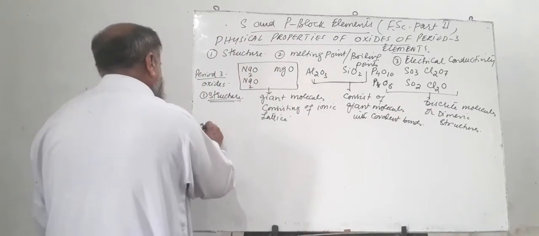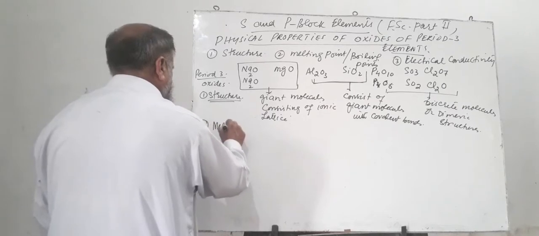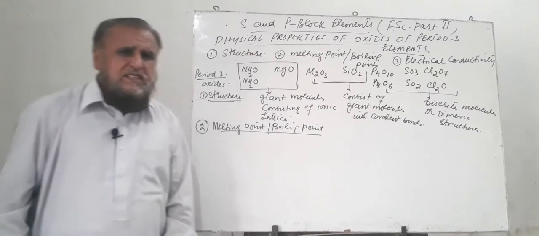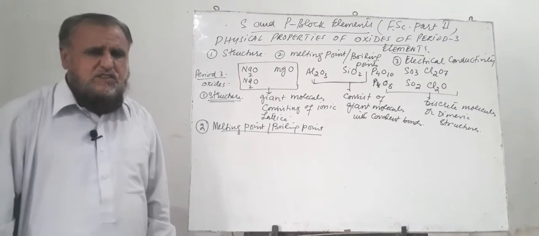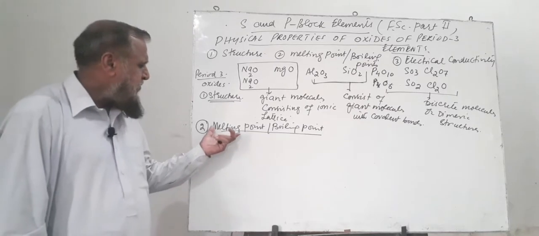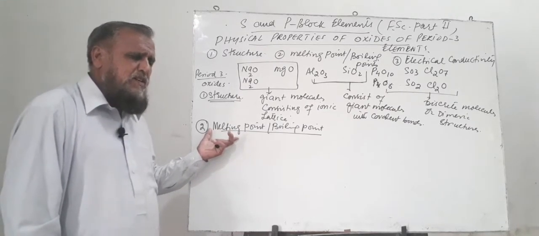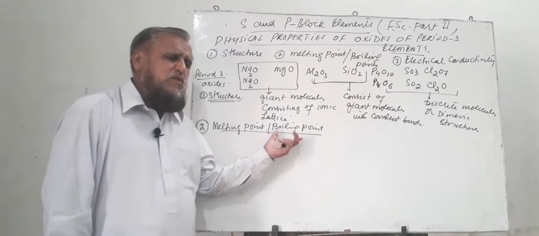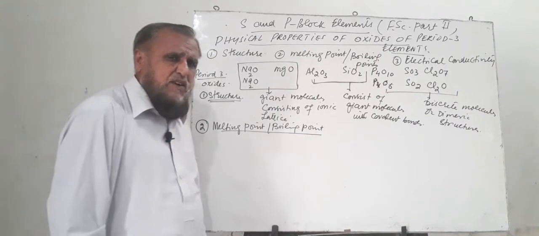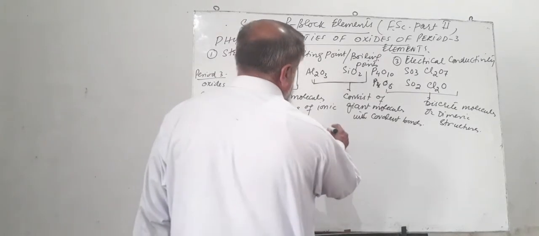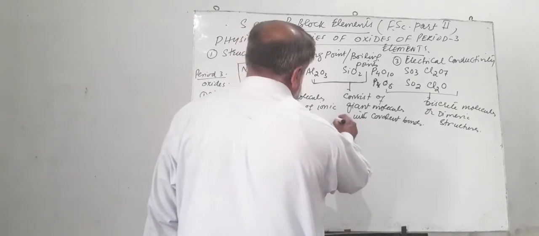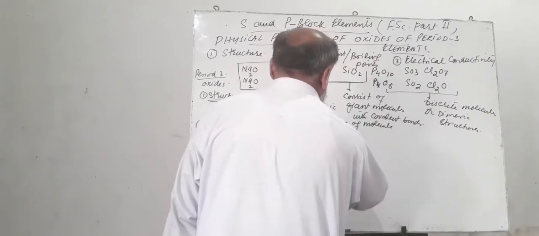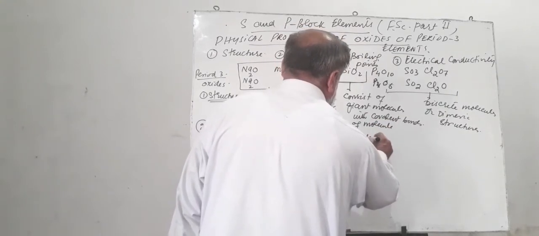The second property of these oxides is melting point and boiling point. We know that melting and boiling is nothing but the separation of molecules from each other. In melting, molecules in the solid phase go away from each other and it changes into liquid, and in boiling, the liquid molecules go away from each other. The melting point and boiling point depend upon two main factors, the size of molecule and the intermolecular attractive forces.